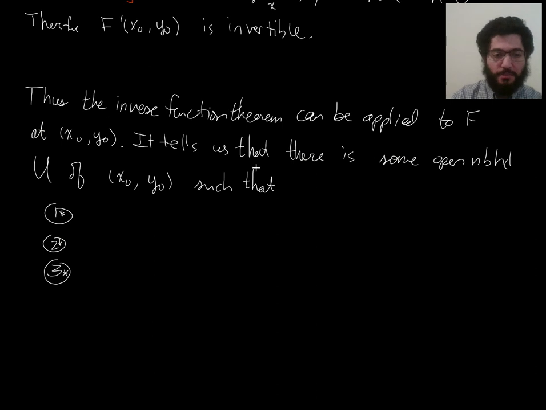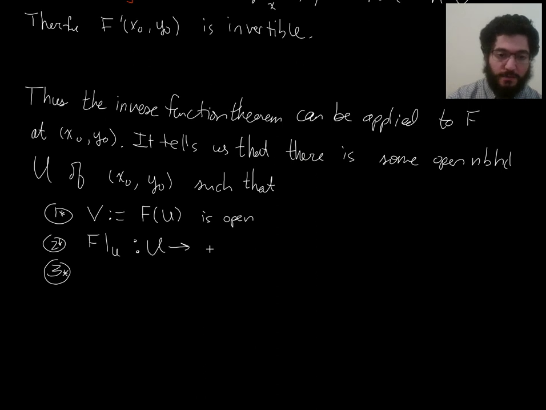So the inverse function theorem can be applied to capital F, and it tells us that there's this open neighborhood U such that if I use the name V for capital F of U, the image of U under capital F, then that is open. So it's an open subset of R^(n+m). Secondly, if I restrict capital F to U, then that's going to be a function from U to V, and it's going to be injective. So since V is by definition the image, this is a bijection.